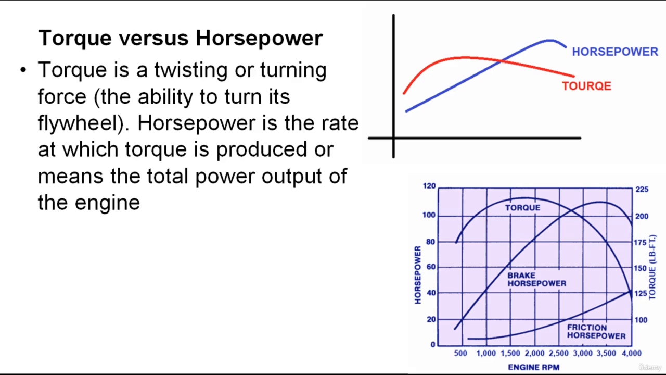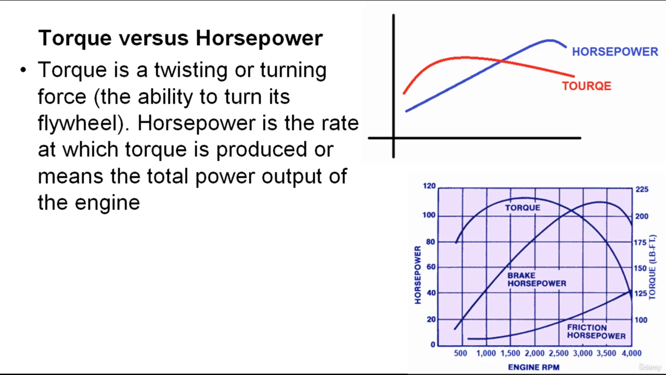And we'll discuss right now the difference between torque and horsepower. Torque is a twisting or turning force. Horsepower is the rate at which torque is produced. An engine produces different amounts of torque based on the rotational speed of the crankshaft and other factors. And also we have the mathematical representation in this graph shown here.